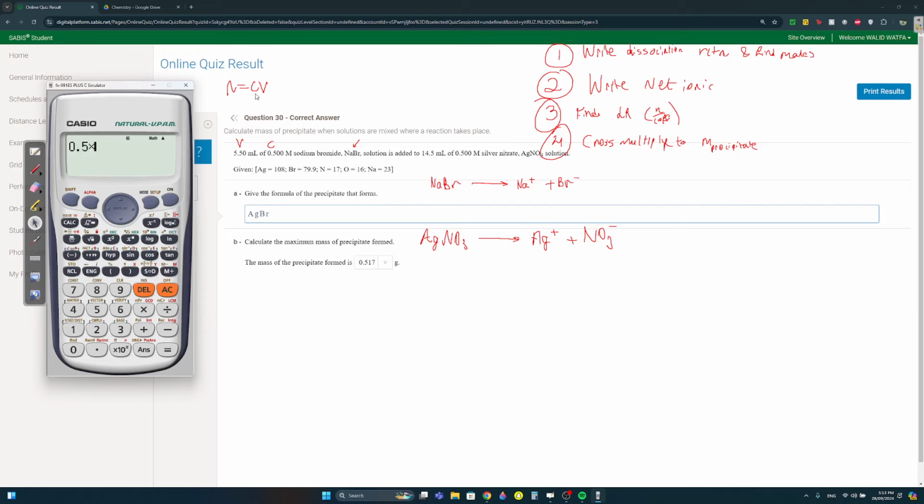And then the volume is 5.5 milliliters. But what do we want? We want it in liters or decimeter cube, right? So we're going to divide by 1,000. Okay, and you're going to get 2.75 times 10 to the power of negative 3 moles.